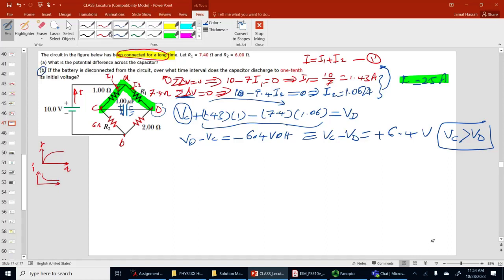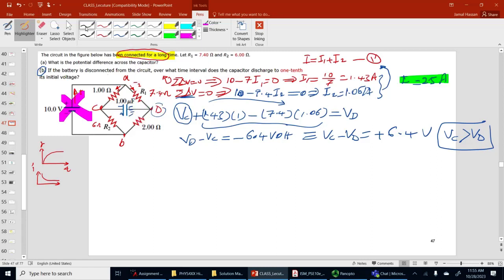Maybe I need to erase some of those things here, maybe even here. Okay. The second part says, if the battery is disconnected completely from the circuit, over what time interval does the capacitor discharge to 1/10 of its initial voltage? Think about it. If the battery is just gone, you have the fully charged capacitor and you have 4 resistors.